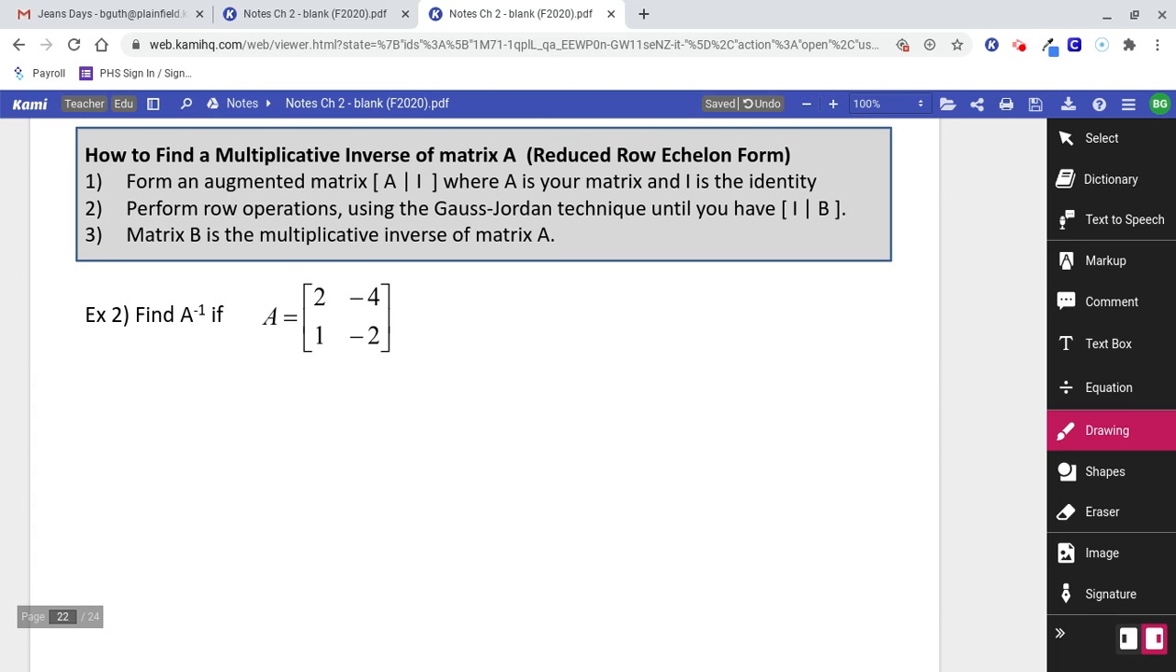How to find a multiplicative inverse of matrix A. Step 1, form an augmented matrix AI. So the easiest thing to do here is just take what you've got and add the identity onto the back of that matrix. So now I've made a 2 by 4 matrix that's got A on the left side and I on the right side. Step 2 says perform row operations using the Gauss Jordan technique until you have IB.